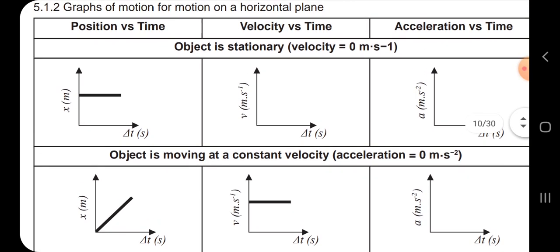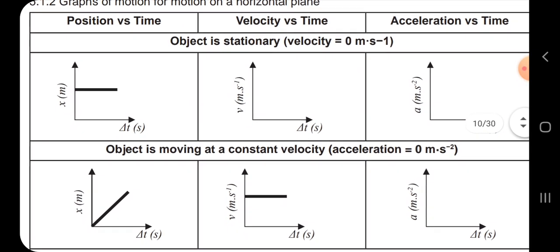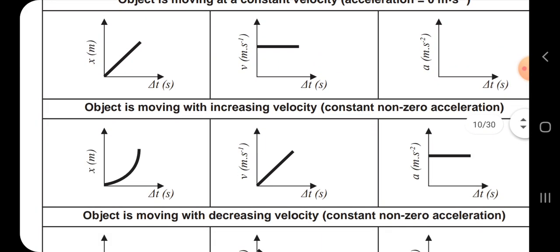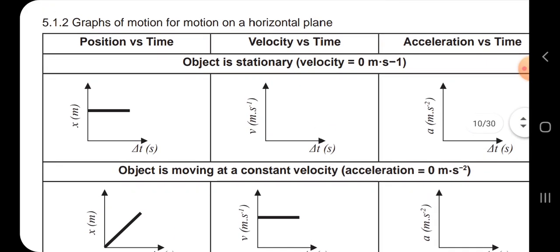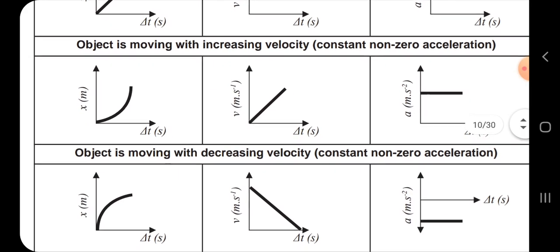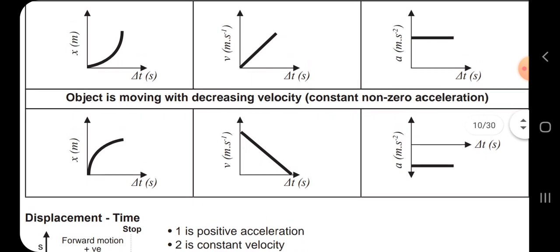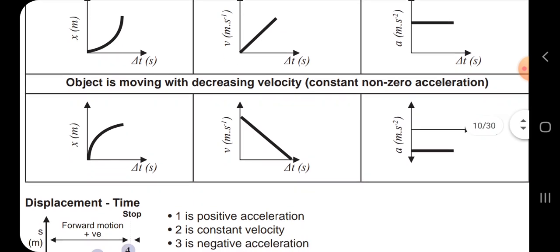Time versus position, velocity, and acceleration. At the bottom we have time, and on the left-hand side we have either position, velocity, or acceleration. If the object is moving at an increasing velocity, this is how it looks. If the object is moving at a decreasing velocity, with constant non-zero acceleration, this is how the graphs look.